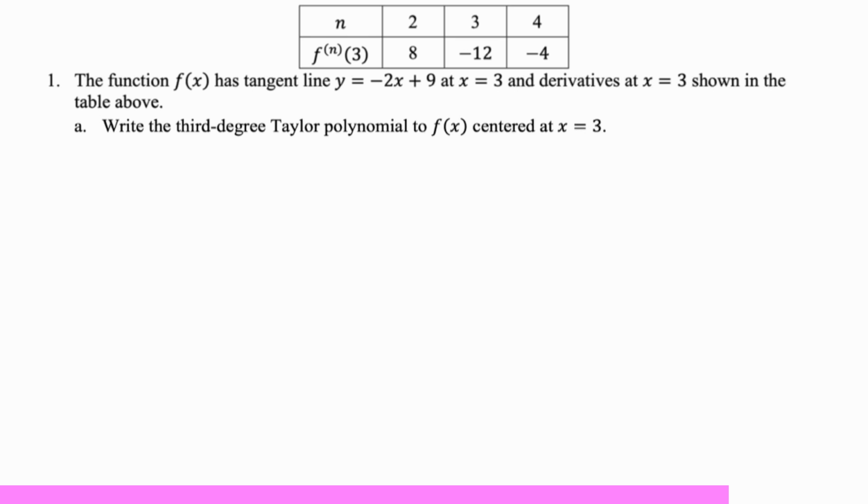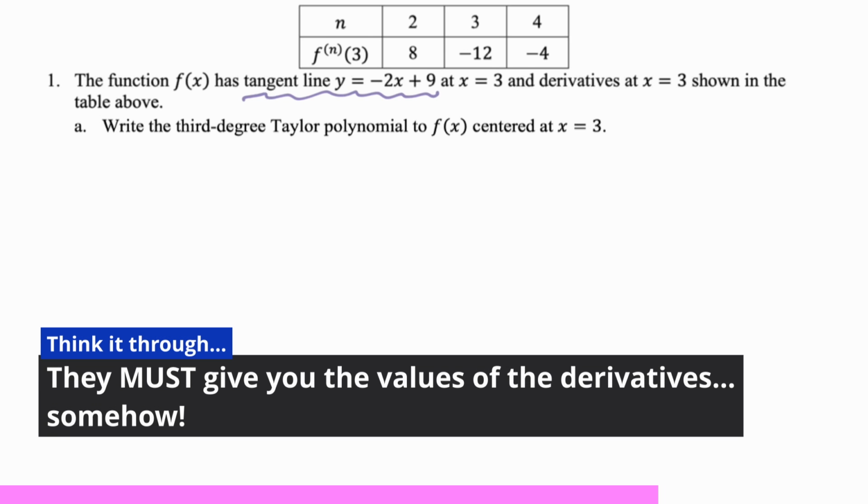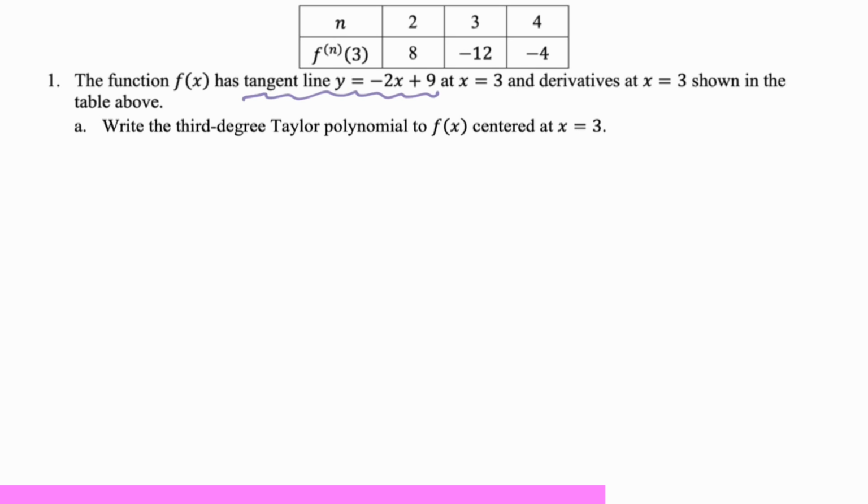So we need to know the value of the function, the first derivative, second derivative, and third derivative. If you look, we have the second and third in the table. We're going to use this tangent line to find the value of the function and the value of the first derivative. So it's always important to remember that that's something you can do. I'm going to start off by finding f of 3.